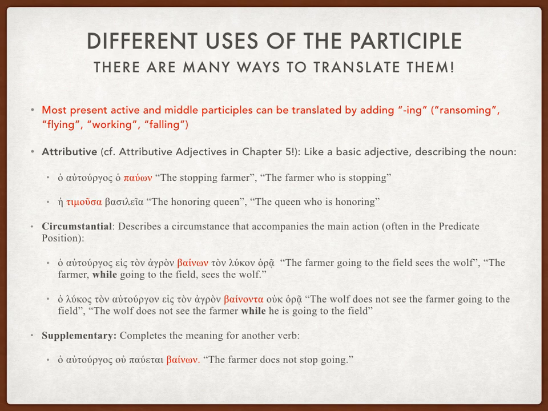So, for example, when the participle is attributive, when it's in the attributive position, it's going to work like a basic adjective. So you could have, for example, ho ergatos ho pauon, the stopping farmer, the farmer who is stopping somebody else, for example. It's describing ho ergatos. They agree with each other. They're both masculine, nominative, and singular. If I want to switch it to a feminine noun, I could say he timosa basileia, the honoring queen, or the queen who is honoring, are both ways you can translate that phrase.